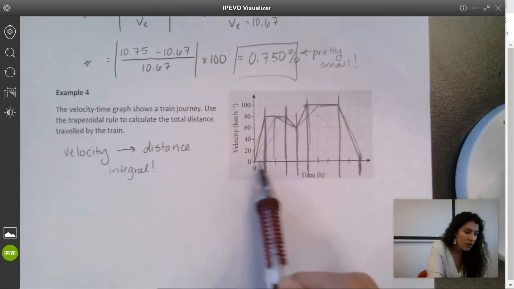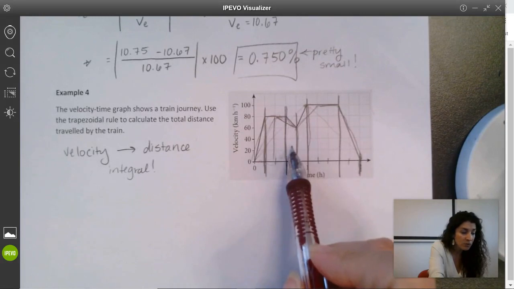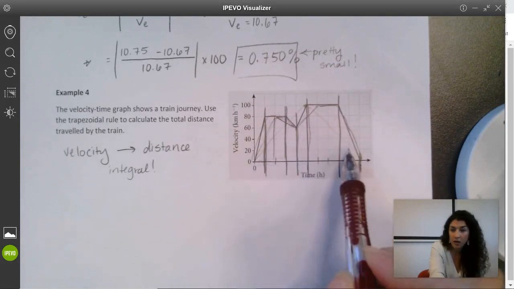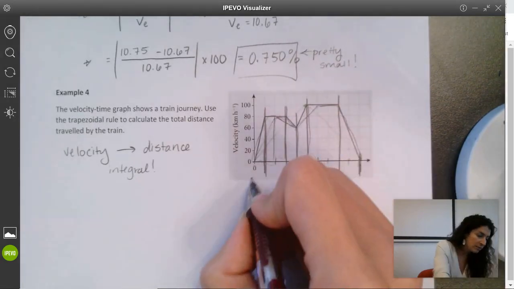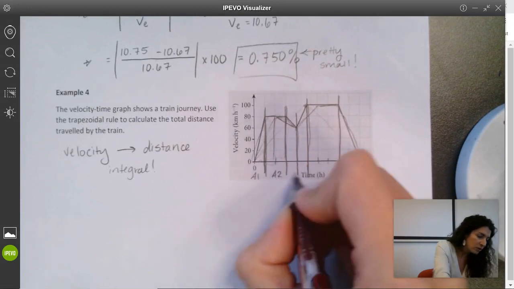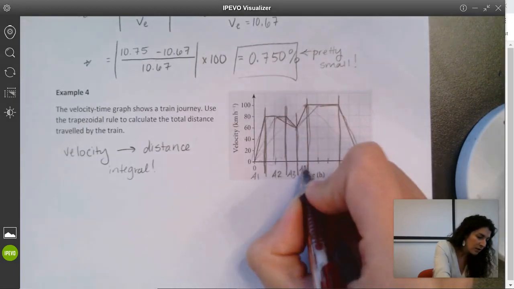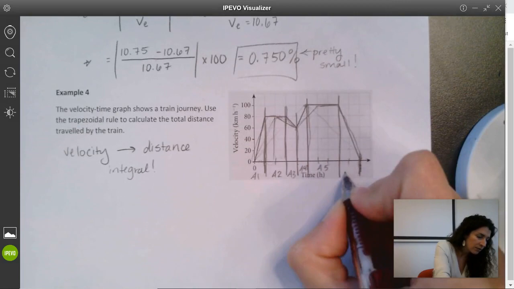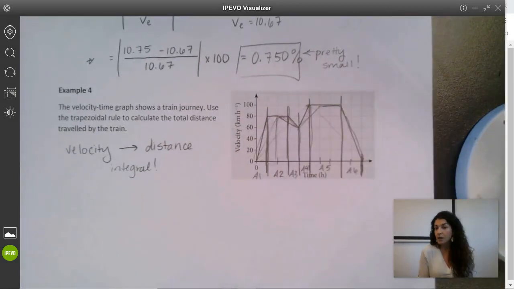So we've got this triangle, a rectangle, trapezoid, trapezoid, rectangle, triangle. I'll call it A1, A2, A3, A4, A5, A6. And so the total area there, which will be your distance because that's what the integral is, that's how the integral moves us from velocity to distance, would just be the addition of all of those areas.